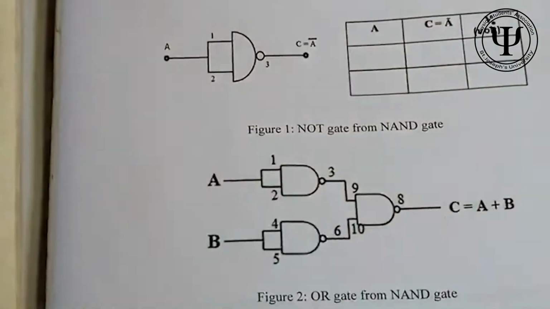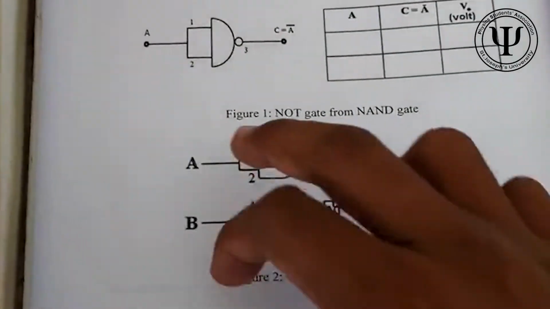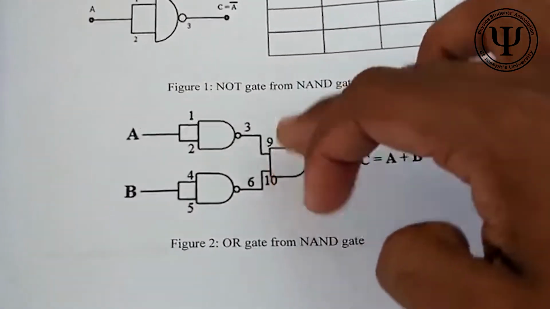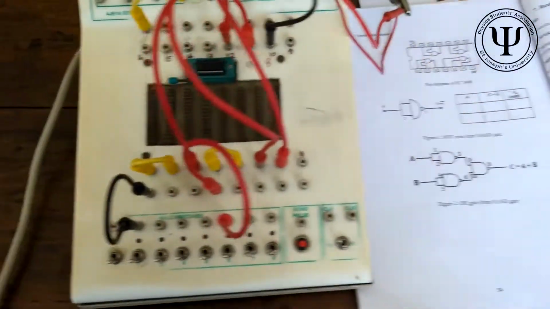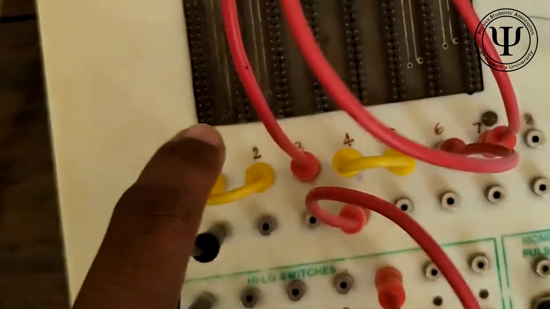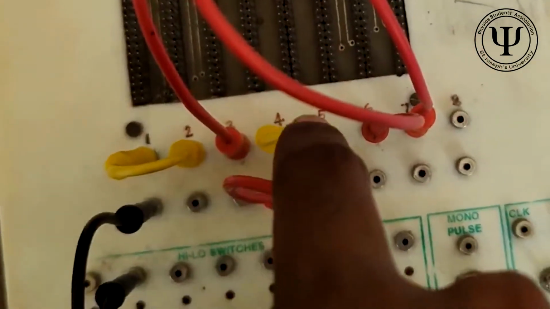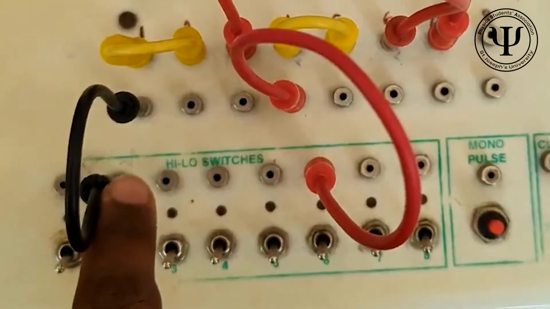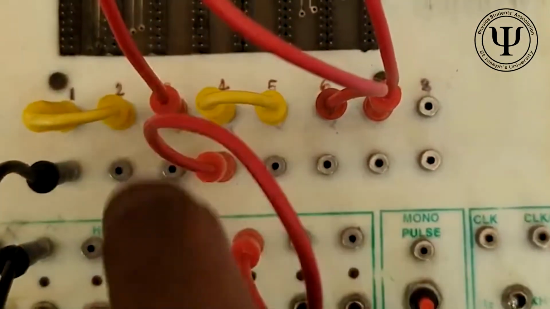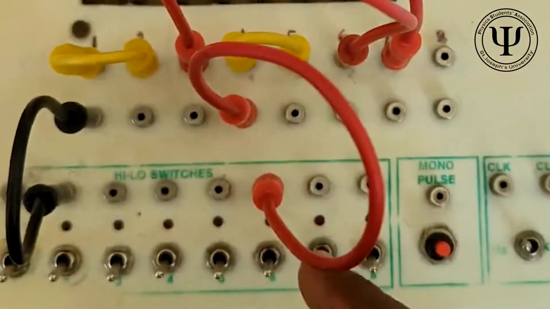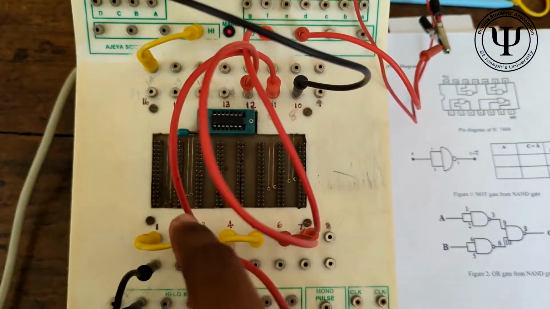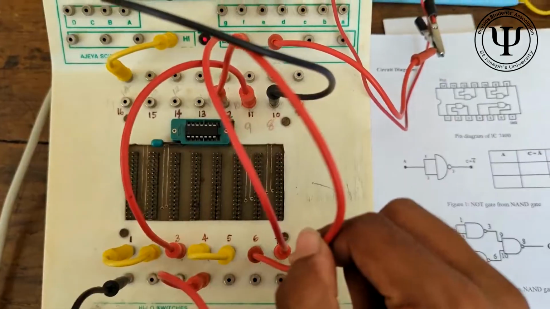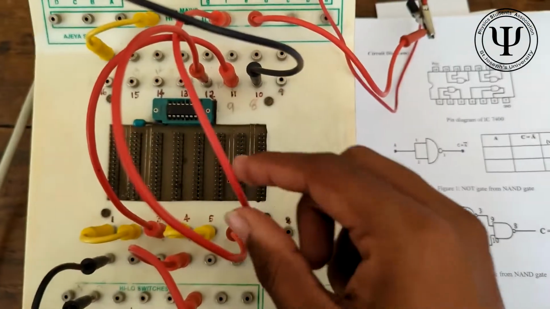1 and 2 need to be connected, 4 and 5 need to be connected. They are in turn connected to 3 and 6, which is in turn connected to 9 and 10, from there to 8. The same thing will be displayed here. 1 and 2 connected, 4 and 5 connected, and 1 is connected to one of the inputs, and 4 is connected to another. As mentioned before, 3 is connected to 9, and 6 is connected to 10.